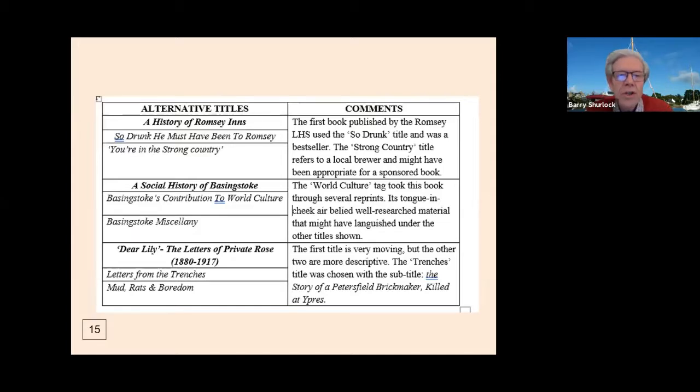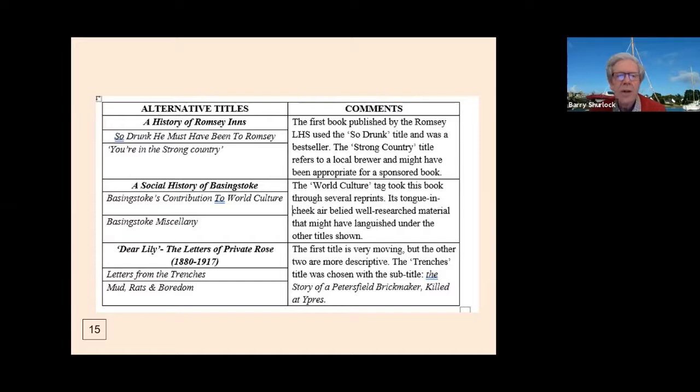Now, the next book is called A Social History of Basingstoke. That's what the book's about. That's what's in it. But how about calling it Basingstoke's Contribution to World Culture? Now, this is actually a published book. And it's very well researched. It's very readable. It's a thoroughly commendable bit of local history publishing. But the author didn't call it A Social History of Basingstoke or a Basingstoke miscellany. He called it Basingstoke's Contribution to World Culture. And so you see it and you immediately get caught with the title.